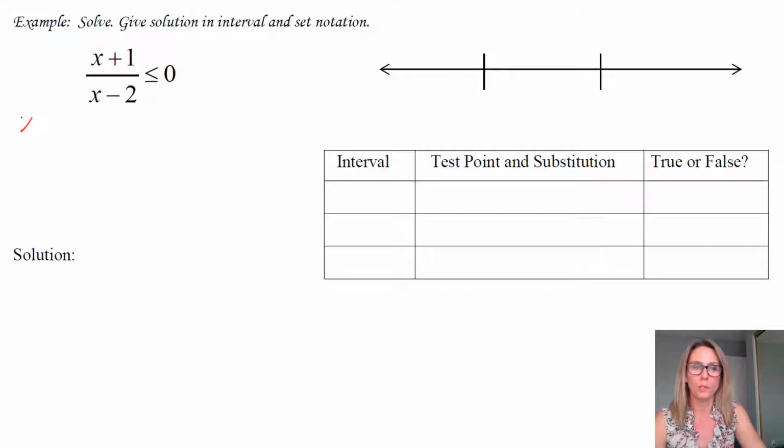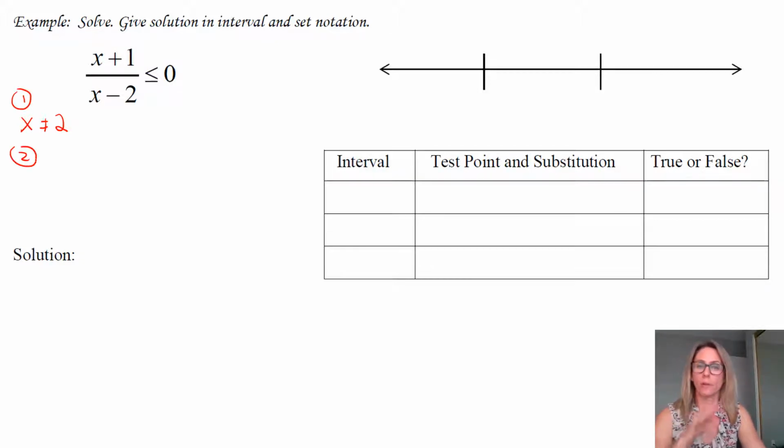So for most students, it's pretty easy to see, okay, look, x cannot be equal to 2. If x is equal to 2, I get 3 in my numerator, I get 0 in my denominator. That is not a number. You cannot divide by 0. Therefore, we cannot have 2. But we might be able to have something greater than 2, less than 2. So because of that, 2 becomes a critical number. So that's our first one.